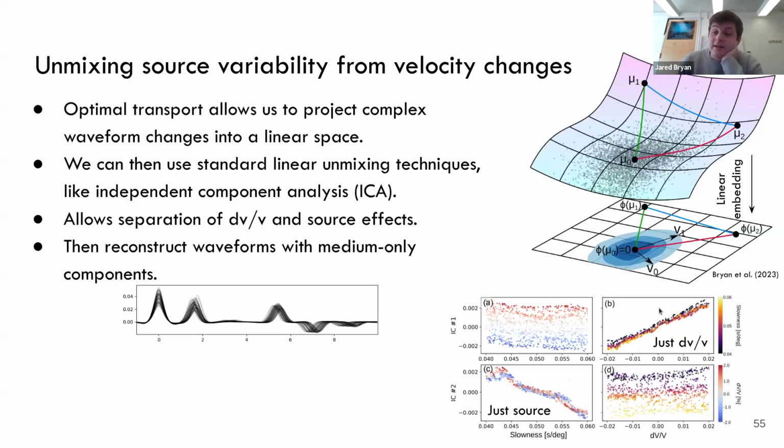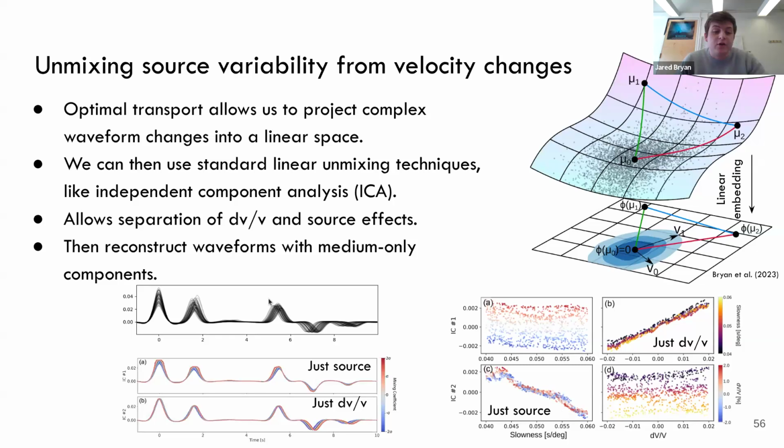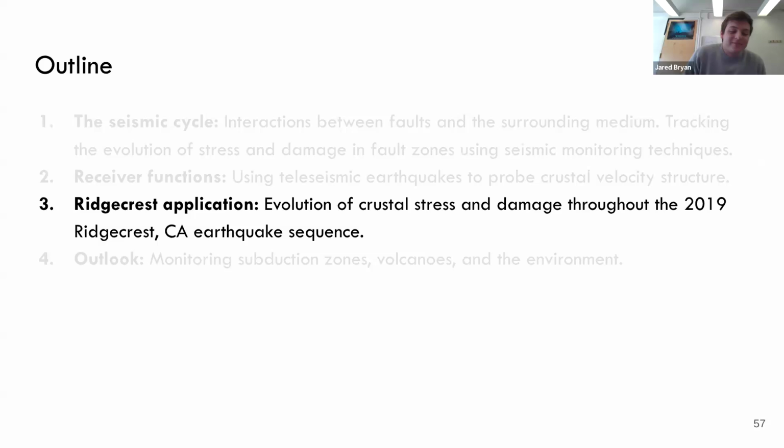And then once we've done this separation, we can just nullify the information contained in the component that captures the incidence angle variation. And we can reconstruct these waveforms as if they all came from the same place. So that's the goal of doing this whole procedure, is that we want to remove all of this nuisance variation and just isolate the part of the signal variation that comes from velocity changes. Okay, so thanks for bearing with me through that section. We can get to the Ridgecrest example then.